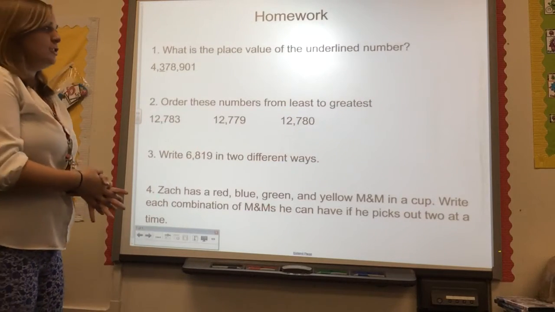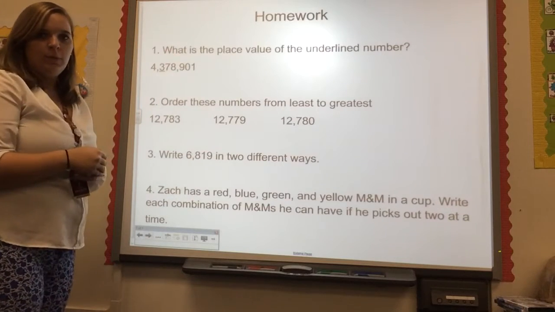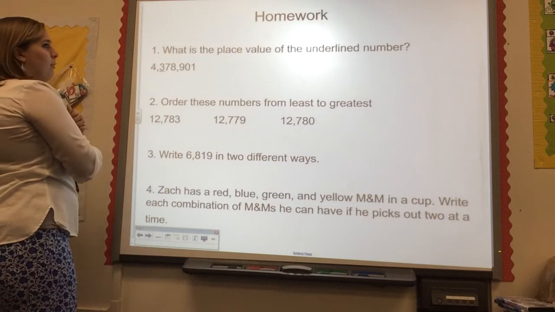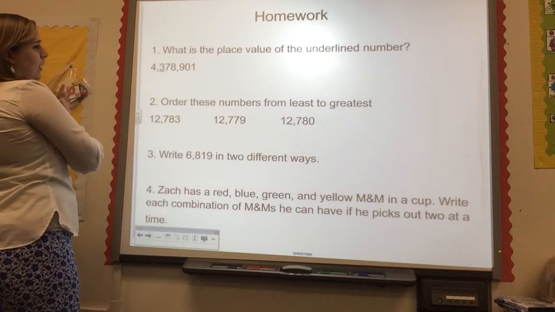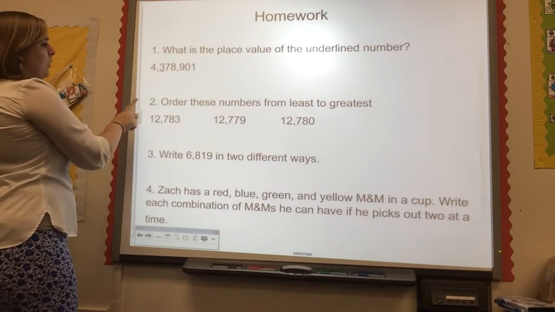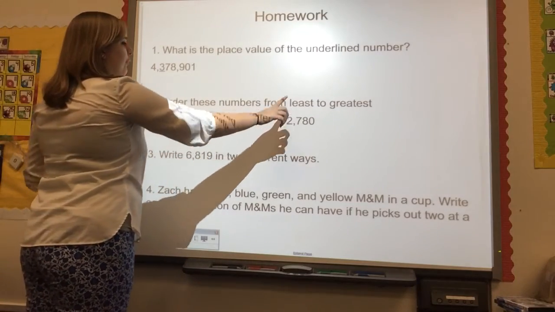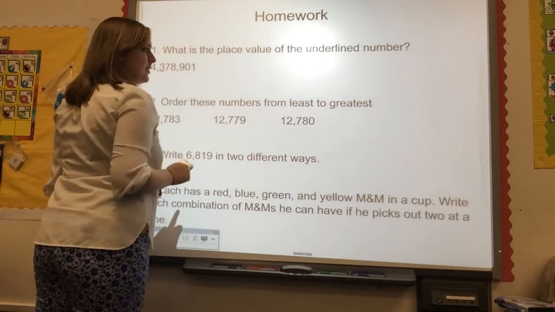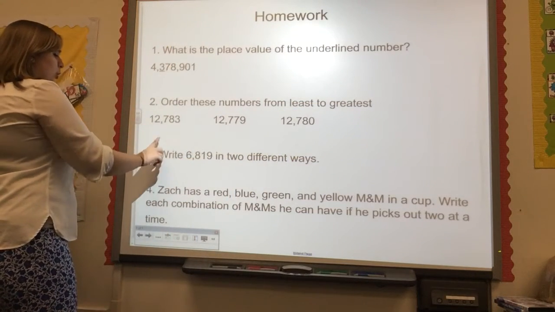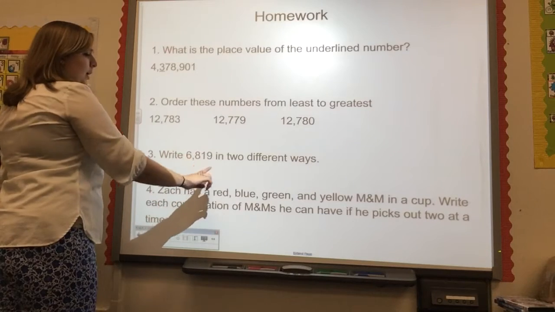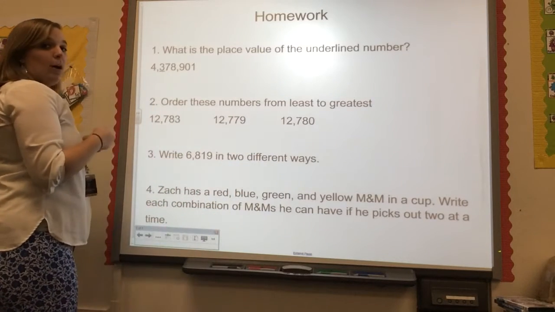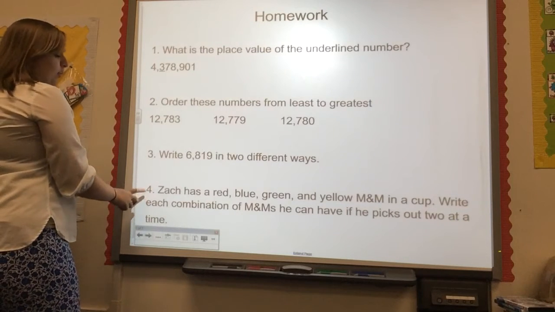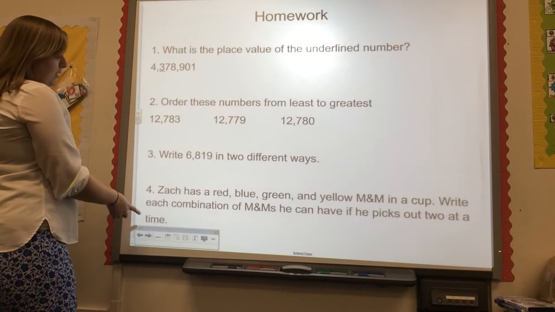If you need to, pause this part right now so that you can get it all done. Number 1 is simple. Tell me the place value of the underlined number here. Number 2, you're putting them in order from least to greatest, smallest to biggest. This one, you are writing this number in 2 different ways. So think about all the different ways that we talked about representing a number. This one's going to take you some time. Take your time with this one.